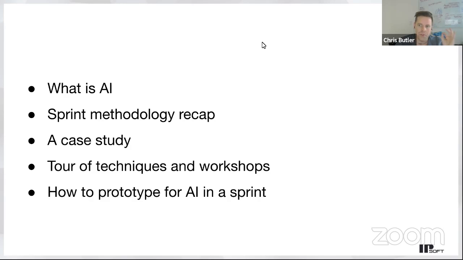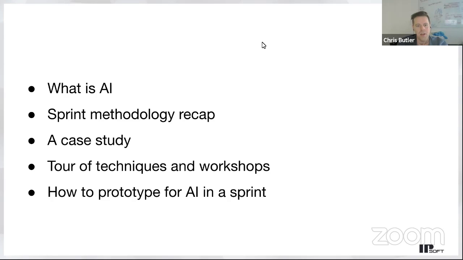In this talk, I'm going to go over a few different things. I'm going to give you a really, really brief look at how I define AI, machine learning, and data science. We're going to talk about sprint methodology if you're not familiar with it. I'm going to show you a case study that I'll interleave through the entire set of steps, and a tour of techniques and workshops I've used when doing this type of prototyping.